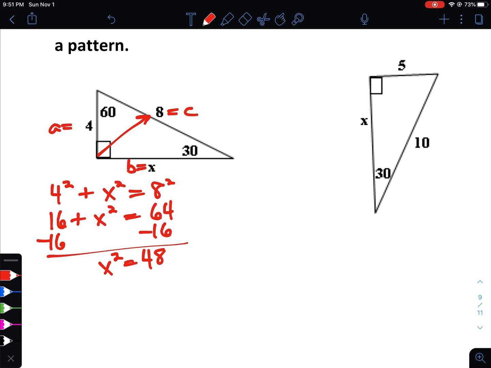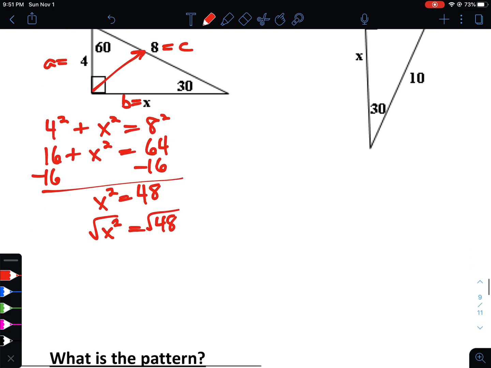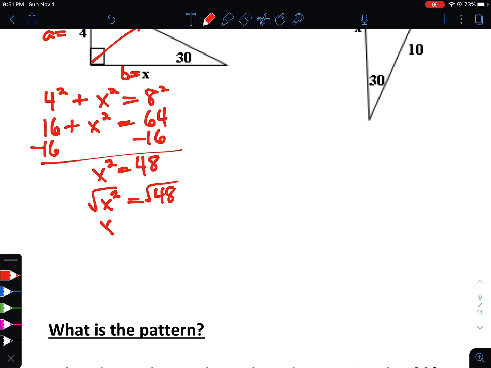All right, so let's go ahead and solve. We'll take square root of both sides. So square root of x squared equals square root of 48. And now we just need to simplify. So square root of x squared is just x. Square root of 48 we'll rewrite as the square root of 16 multiplied by the square root of 3. And then square root of 16 is 4. Square root of 3 we leave alone. And then there would be our final answer for x.